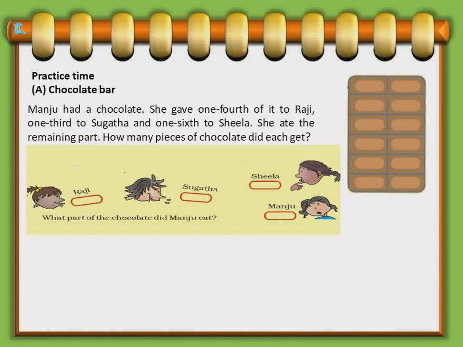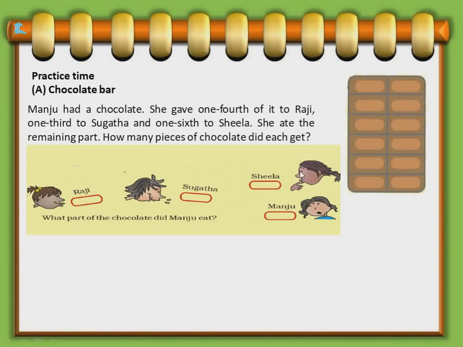Practice time. Chocolate bar. Manju had a chocolate. She gave 1/4 of it to Raji, 1/3 to Sugada, and 1/6 to Sheila. She ate the remaining part. How many pieces of chocolate did each get? And what part of the chocolate did Manju eat?